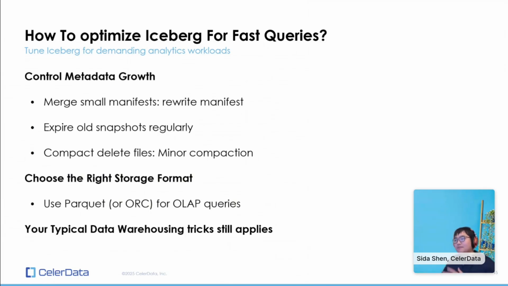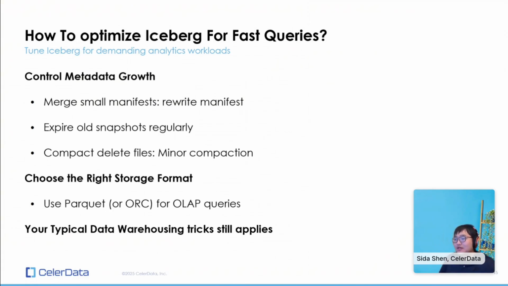And then you want to choose the right kind of storage format. Use something that's columnar for your OLAP queries, not something in a row format, something like Apache Avro. That's a lot less optimal if you want to run high performance OLAP style queries.